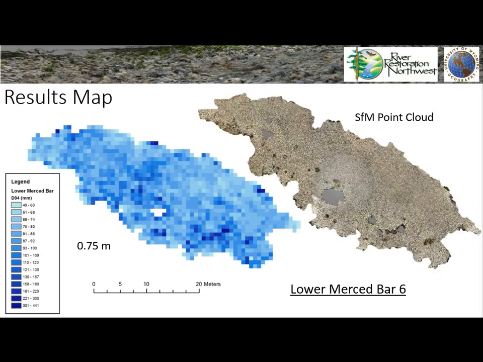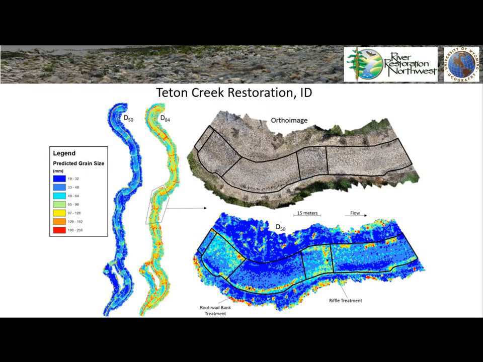I know some of you might be thinking, oh, that's great, you were able to map grain size on individual bars, but that's really not helpful for river restoration or watershed scale analysis. I want to challenge that idea with the work of my colleague Toby Stegman, a recent graduate from the University of Wyoming. This is the project he focused on for his thesis in Idaho, on a restoration project on Teton Creek, just outside of Driggs.